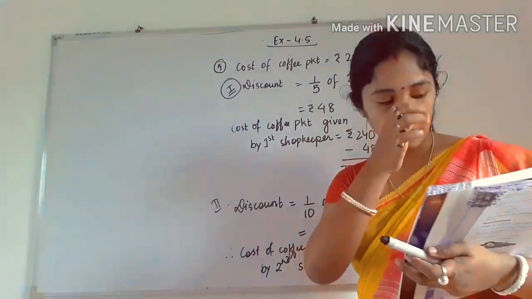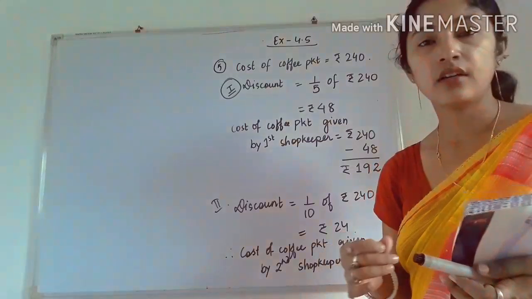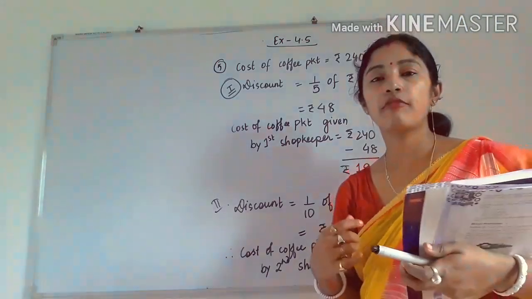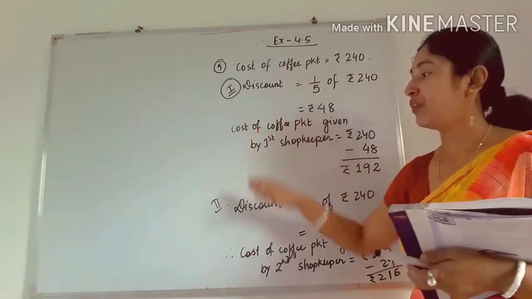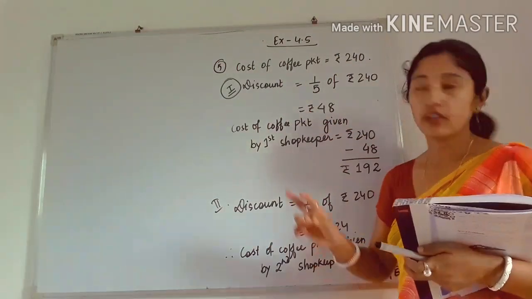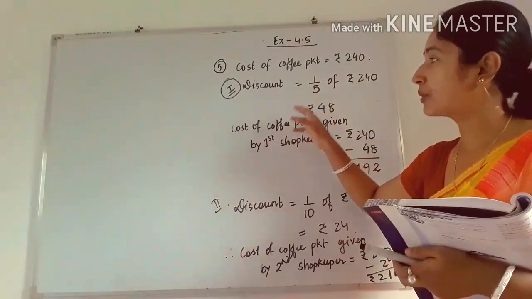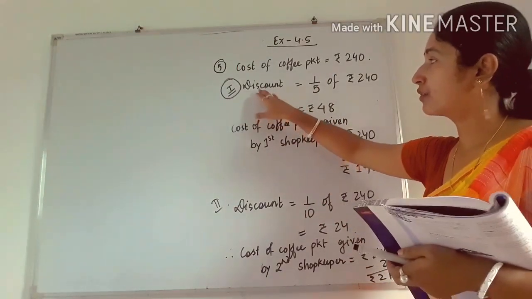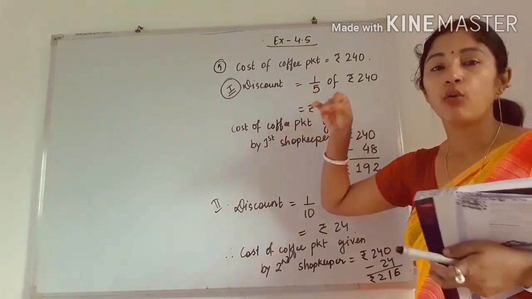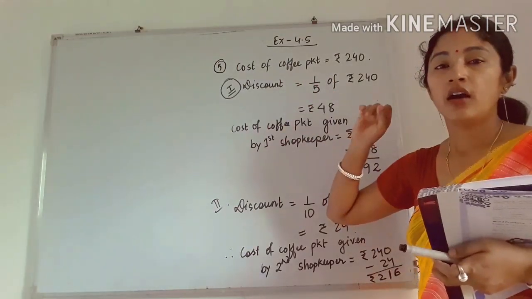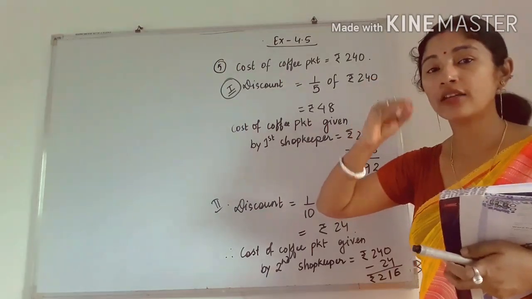So next is question number 5. There is a coffee packet and the cost of the coffee packet is rupees 240. There is a discount given by two shopkeepers. The first shopkeeper gives a discount of 1 by 5 off. The meaning of that is the discount price.